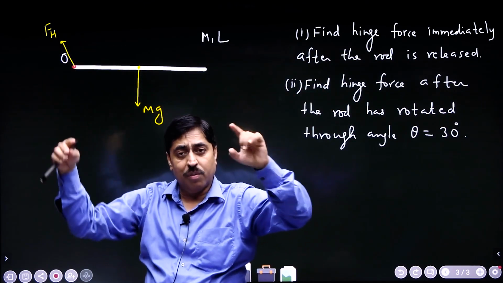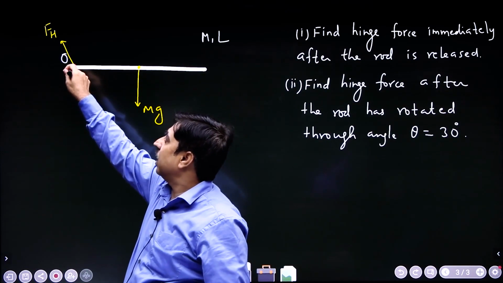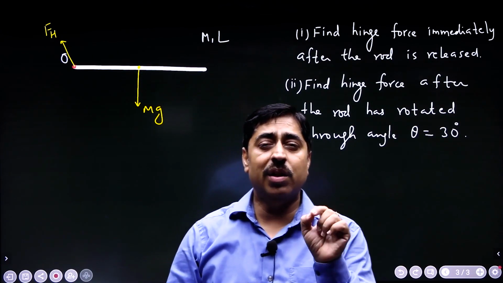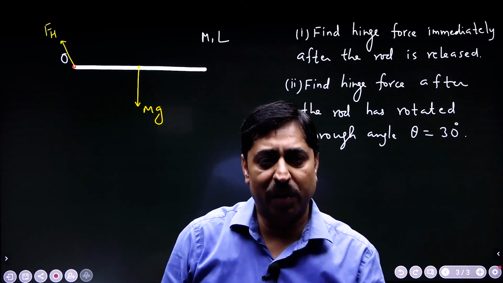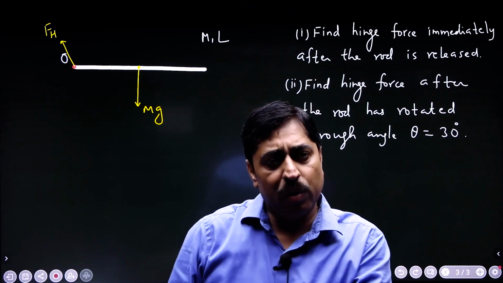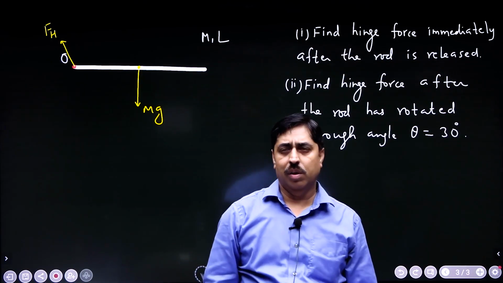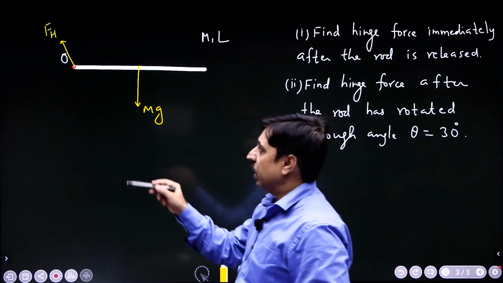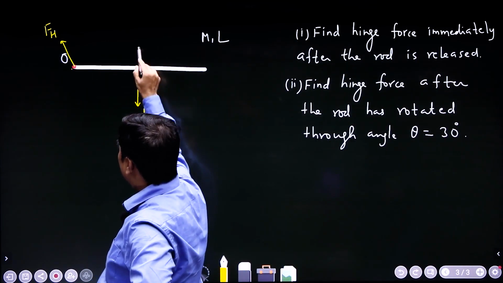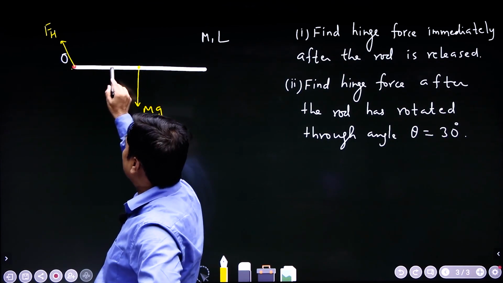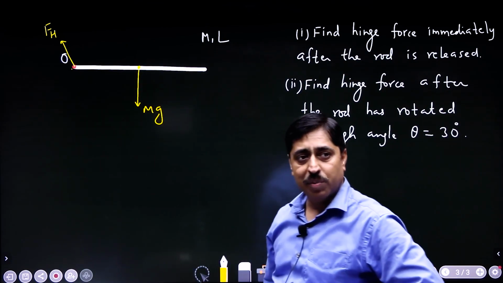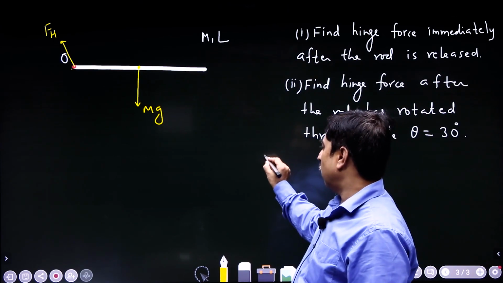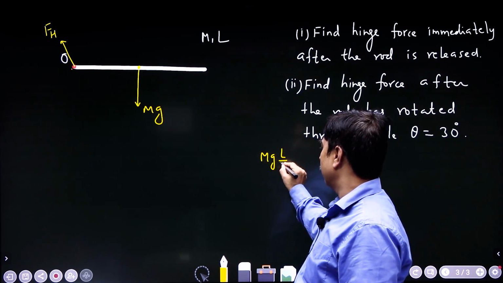Mg is the other force, but look at the situation. If I consider torque of all the forces about point O, then the hinge force is not relevant. Hinge force is not going to produce any torque on the rod about point O. It is the mg force that is going to have some torque about point O. Obviously, if this length is L by 2, for the force mg, its perpendicular distance from point O is L by 2. So, the torque is mg L by 2. So, immediately after you release the rod, about point O, the torque on the rod is mg into L by 2. This is the torque.